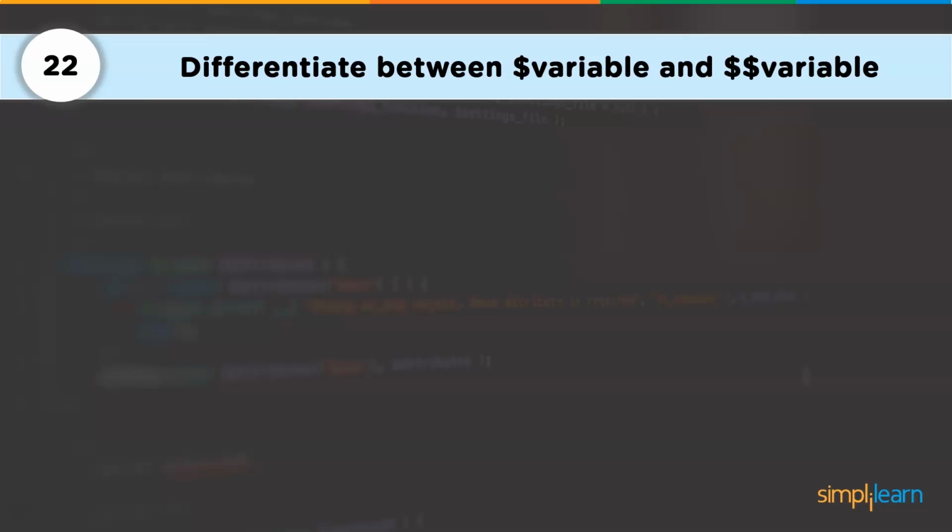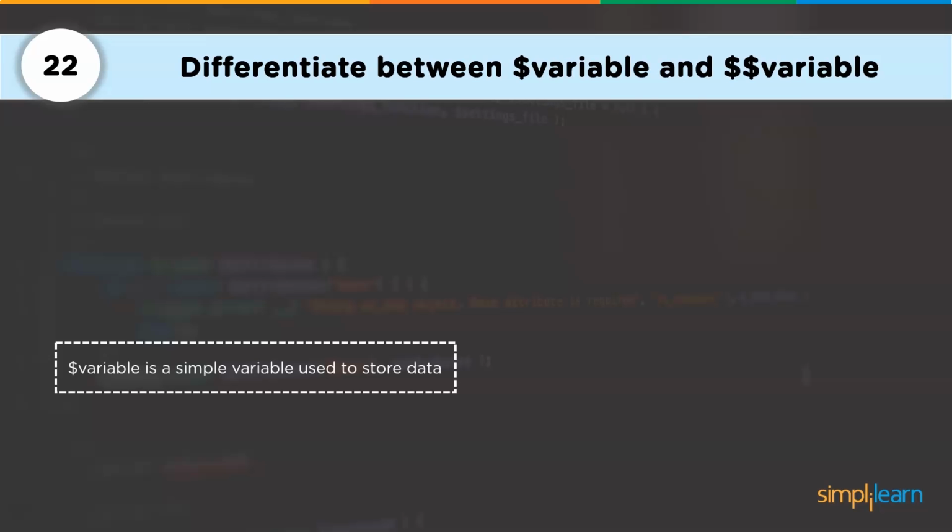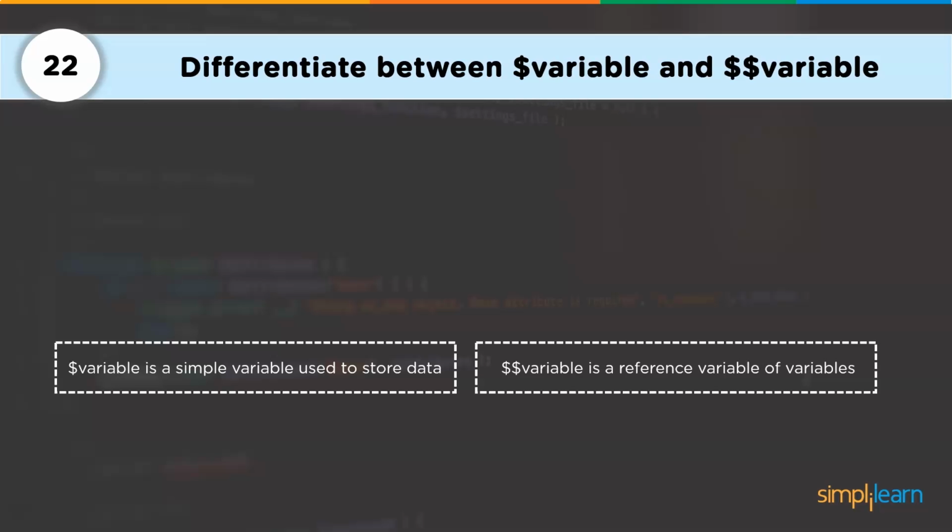Next, differentiate between a dollar variable and $$ variable. So what is the difference between the two? Now in case of a single dollar variable, it is a simple variable that is simply used to store data. So as we discussed earlier, it is a variable that we define to store different data types, that is integer, float, strings, etc. While a $$ variable is a reference variable of variable. So this is used to reference already existing variables.